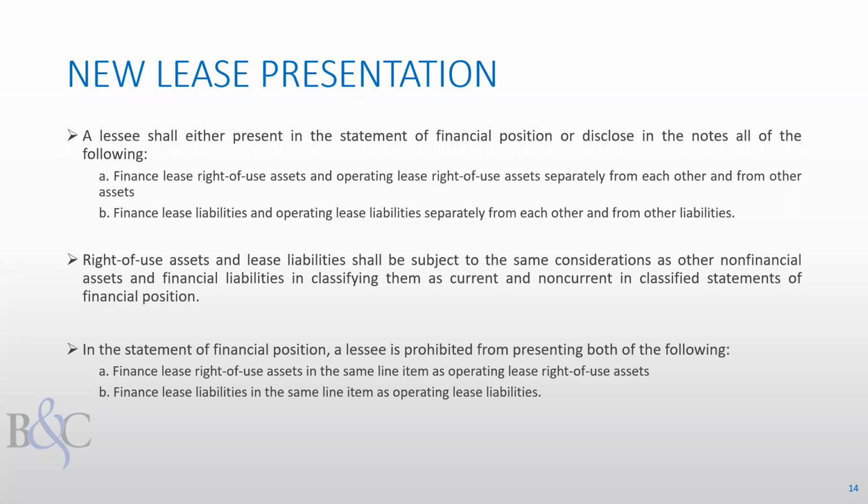And then finally, in the statement of financial position, a lessee is prohibited from presenting both the finance right-of-use asset and the operating right-of-use asset in the same line item, as well as the finance lease liability and the operating lease liability in the same line item. So you will want these separate on the balance sheet.